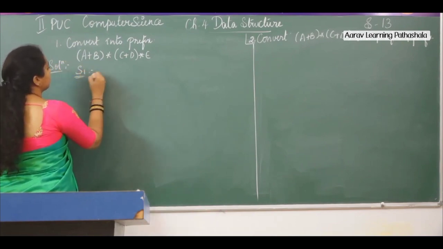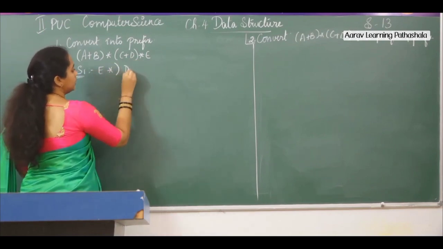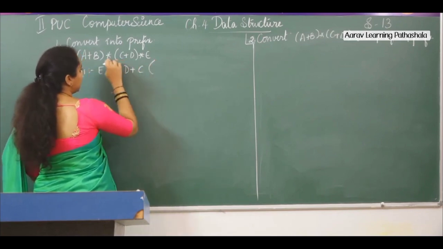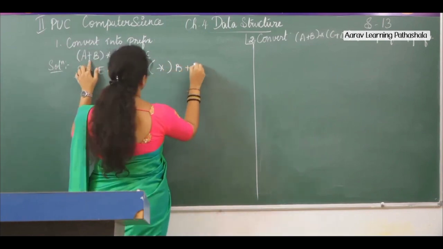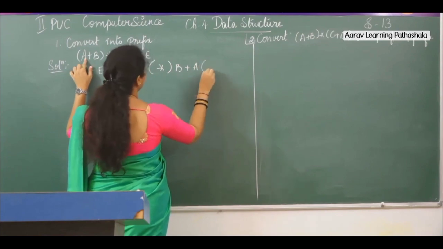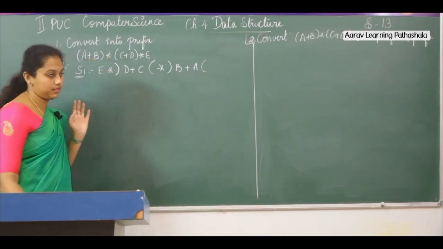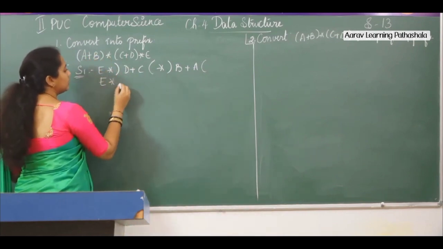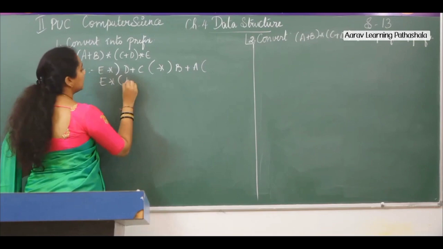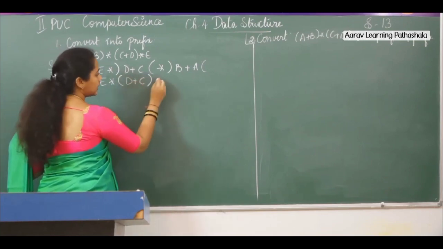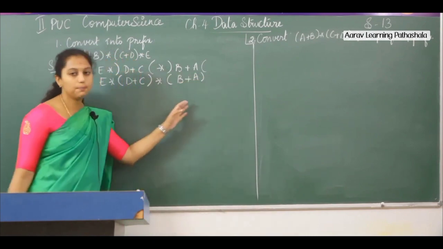Reverse the string. E into closing parenthesis B plus C opening parenthesis star closing parenthesis B plus A then opening parenthesis. So here we have to reverse these left and right parenthesis. So E into, convert it into opening parenthesis B plus C closing parenthesis into opening parenthesis B plus A into closing parenthesis.